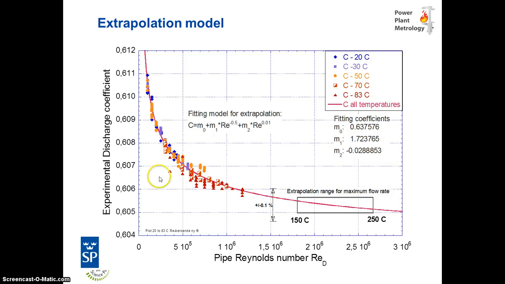So here is an extrapolation. We did a fitting to our data and got those fitting constants, and when we extrapolate we end up here. We can extrapolate up to 250 degrees, or up to 300 degrees if you like, and get a value of the discharge coefficient.